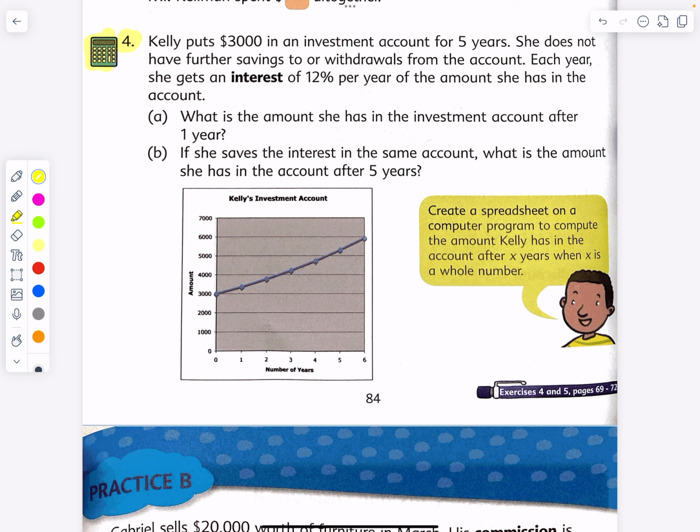As it tells you, you may use a calculator. Go ahead, I'm okay with that. On page 84, let's dive into this.